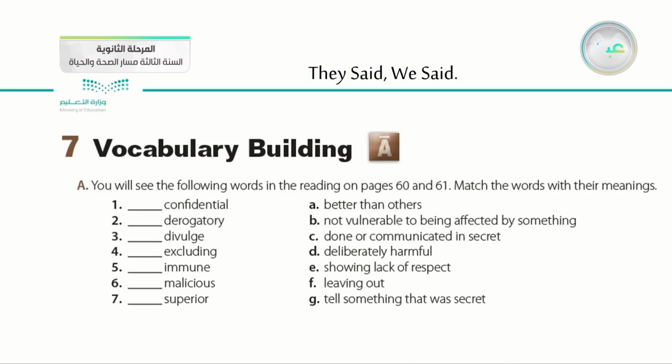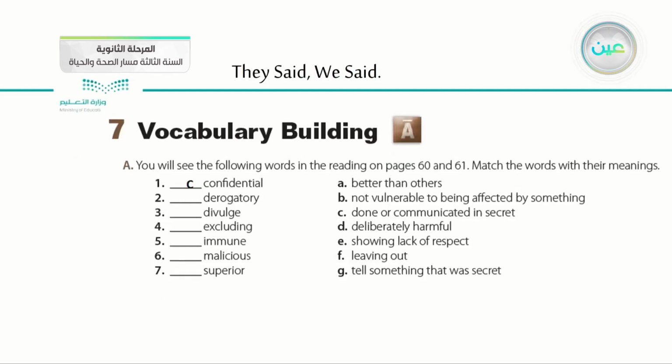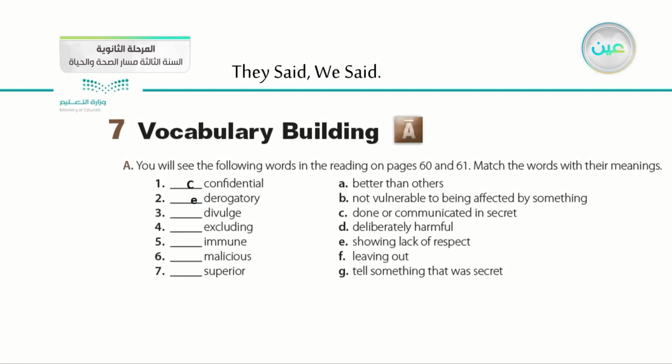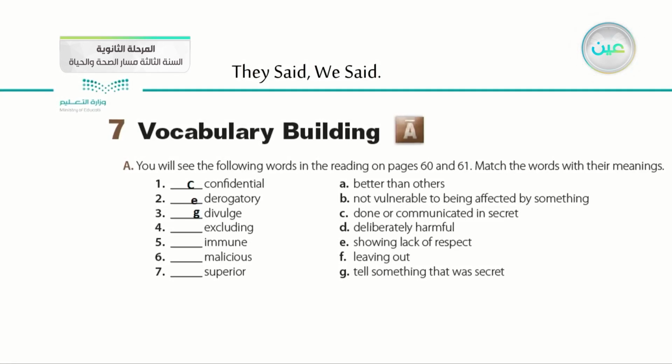Now let's go ahead to the answers. Number 1, confidential, is C, something that is done or communicated in secret. Number 2, derogatory, showing lack of respect. Number 3, divulge, is G, tell something that was secret. Number 4, excluding, which is F, leaving out.